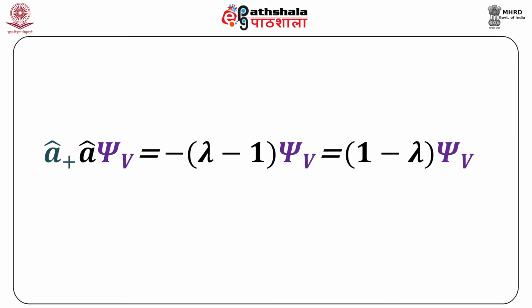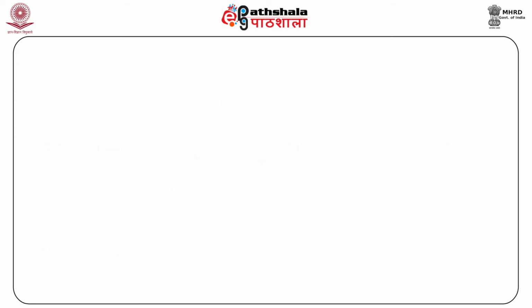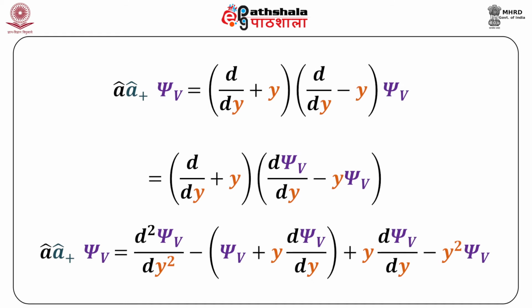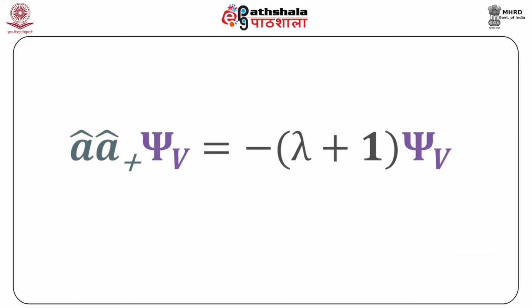So this is one very important equation which we have got. Please notice here A plus cap is coming first and then A cap. Now we take another way around. One can solve the following case also. That is, we take A cap first and then A plus cap. And when A cap, A plus cap operates on psi v, again we solve in a similar way, and we notice that we get another equation, which is A cap, A plus cap psi v is equal to minus lambda plus 1 psi v.